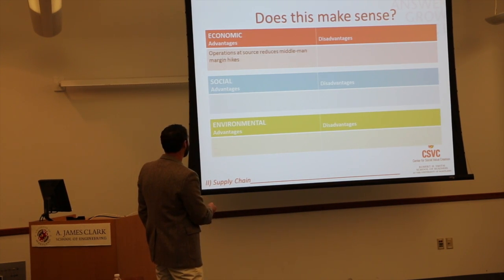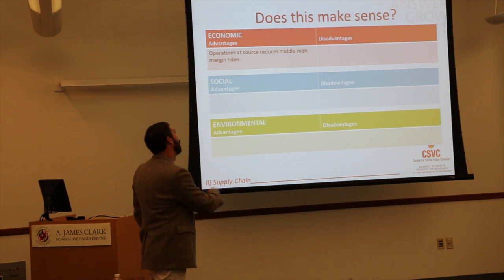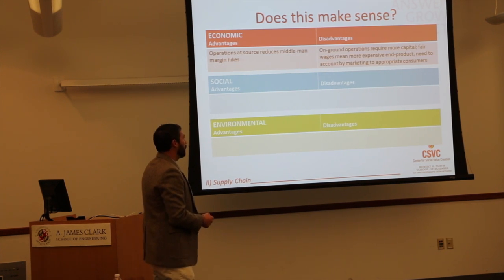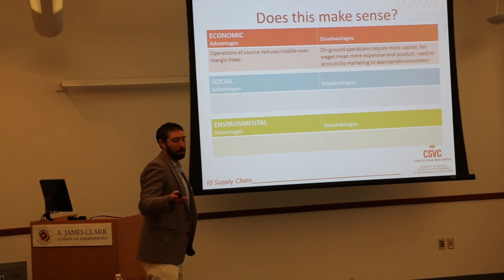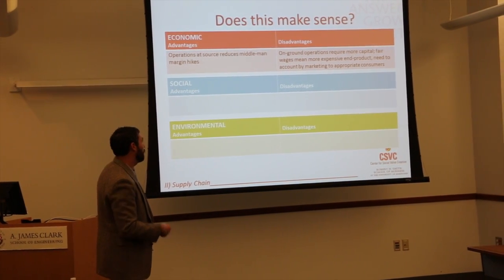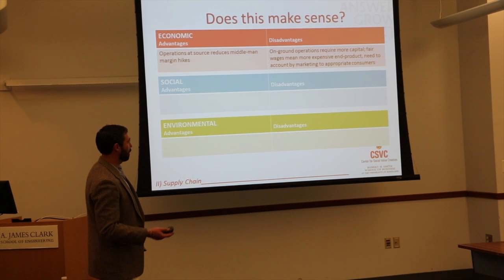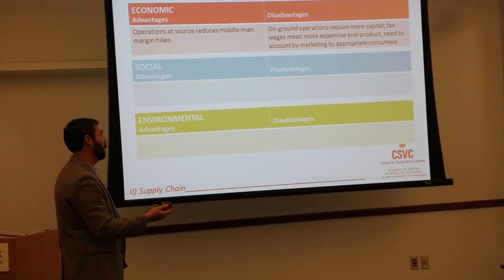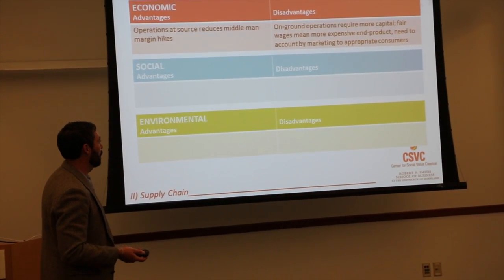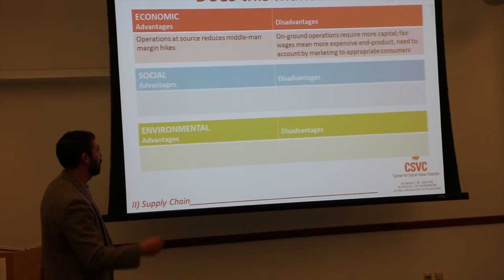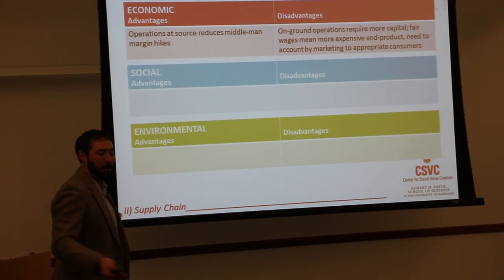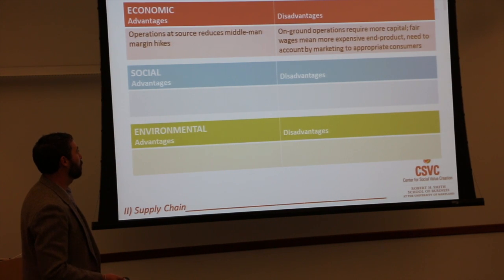So operations at the source reduces that middleman margin hike. You're taking one more person that would tack on another 10% out of the equation. But you're investing in building these origin factories in these countries, so that's going to take some upfront capital. Also, paying a fair wage means, for better or worse, I think for better, you have a more expensive end product, because those extra costs in paying that wage need to travel down the line somewhere. You either eat them or you price up a little bit. I think it's likely that in the long term you will have to price up. So like I was alluding to earlier, you would need to account for that by marketing to the appropriate consumers.